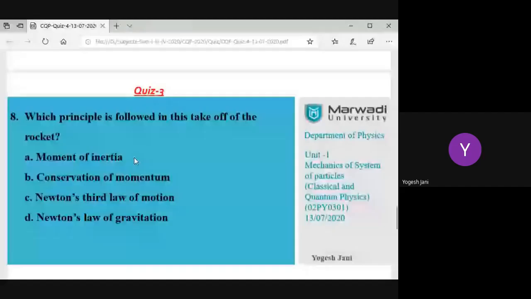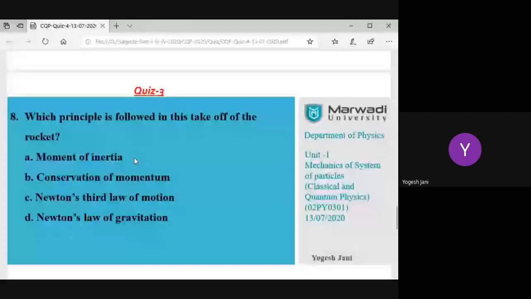Because if you learn Newton's third law, then somebody may also ask why the motion of the rocket takes place. Okay, missile is also here. Good morning, thank you very much. Now the conservation of momentum is the suitable answer. So these 8 questions we already discussed.